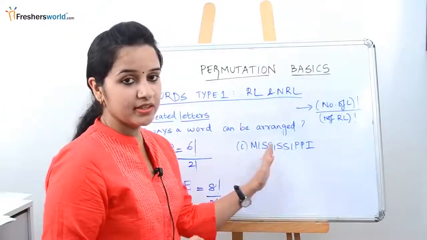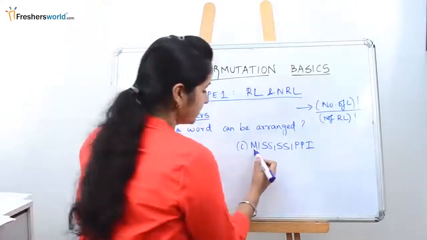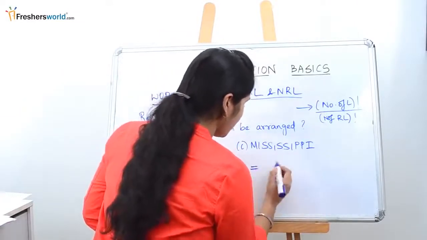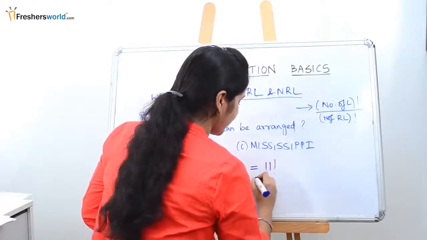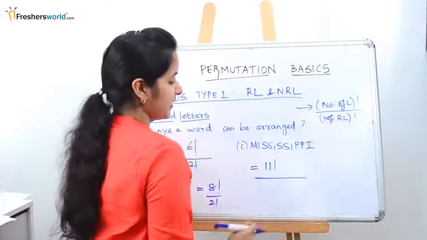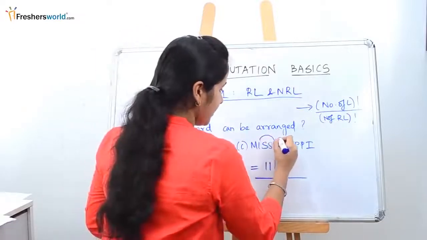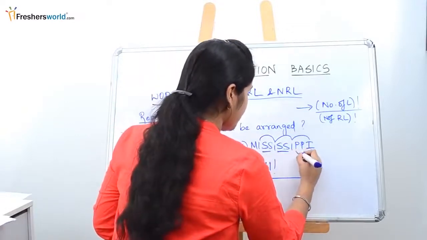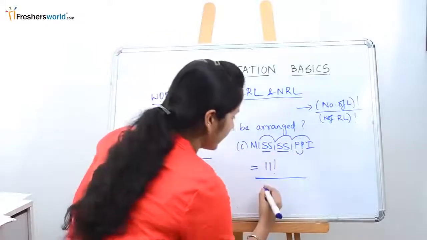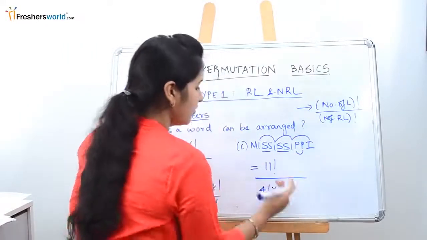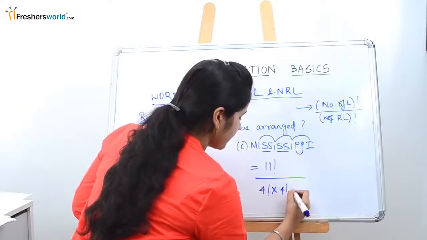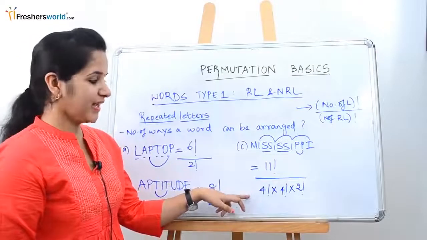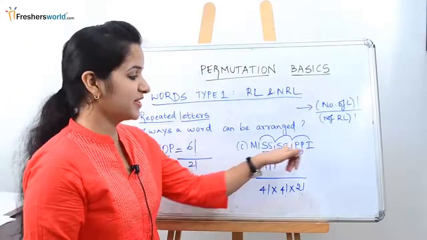Let's take a bit tougher example to understand the concept much better. The word they have given is Mississippi. Let's count the number of letters: 1, 2, 3, 4, 5, 6, 7, 8, 9, 10, 11. As per the formula, we take the number of letters as 11 factorial divided by the repeated letters. I is repeated 4 times, S is also repeated 4 times, and P is repeated twice. So 4 factorial into 4 factorial into 2 factorial. Once you solve this, you will get the answer for the number of ways the word Mississippi can be arranged.